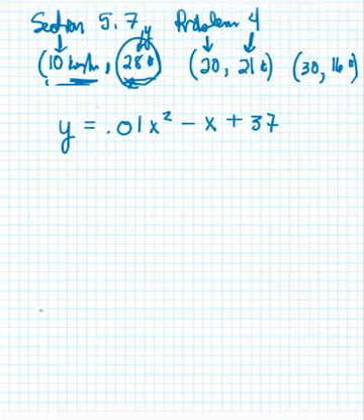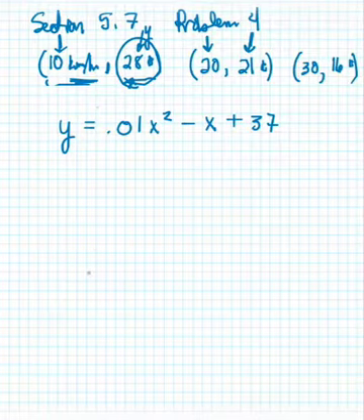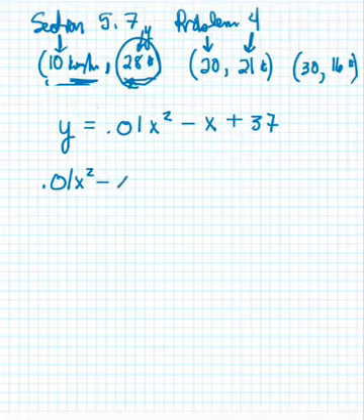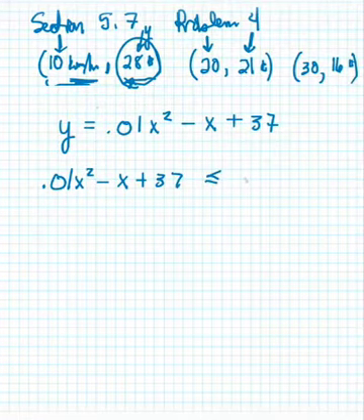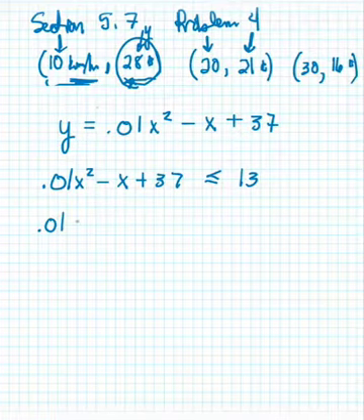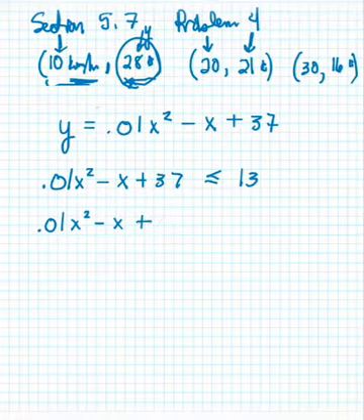All right, to keep your costs no more than 13 cents per kilometer, in other words, I want y no more than 13 cents. So 0.01 x squared minus x plus 37 has to be less than or equal to 13 cents. And so I'll just solve this equation right over here, and we'll get 0.01 x squared, minus x, and then subtract 13. What do I get there? Plus 24 is less than or equal to 0.